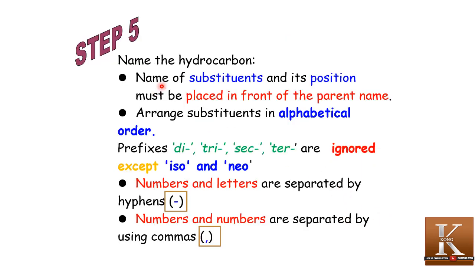Okay, step 5. Name the hydrocarbon. So you have to name the substituent and its position. First, it must be placed in front of the parent, and then arrange the substituents according to alphabetical order. But you have to remember there are a few exceptional cases. We have to ignore di, tri, sec, tert, but we have to consider iso and neo. If between number and letter, they are separated by a hyphen, a dash. If number and number are separated, we use a comma, like this.